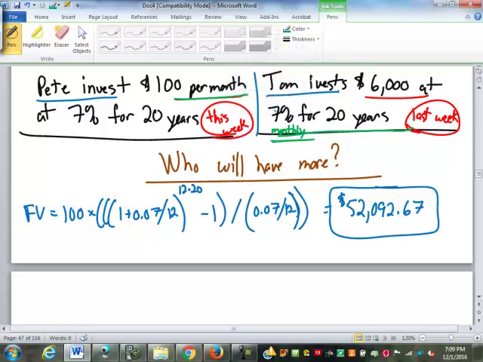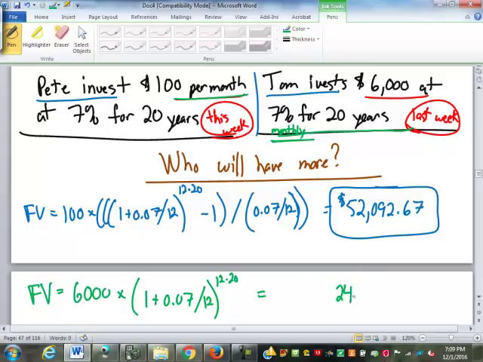So let's look at Tommy over there. His future value is going to be $6,000 times 1 plus 0.07 divided by 12 to the power of 12 times 20. What's that one come out to be? What was that? 24,000? 43? Is that what everybody else got? Okay. So even though $6,000 sounds like a lot of money to start out with right now, Pete's going to come out way better.